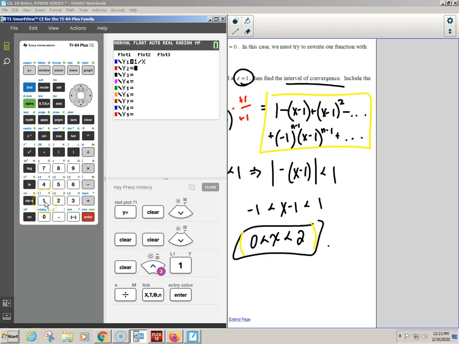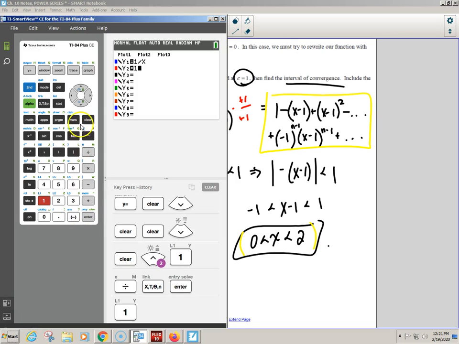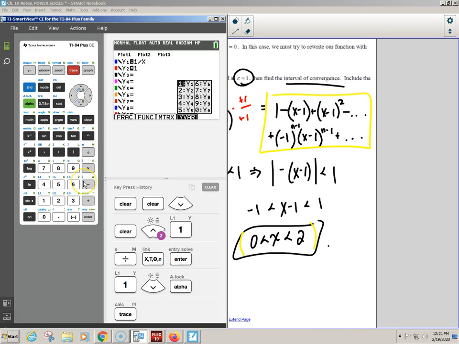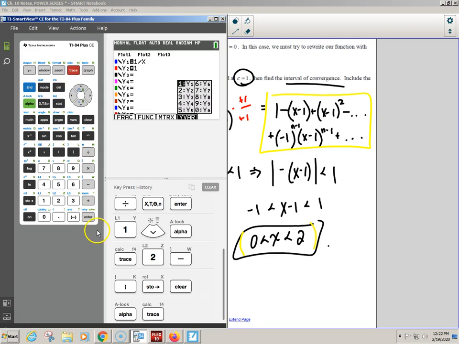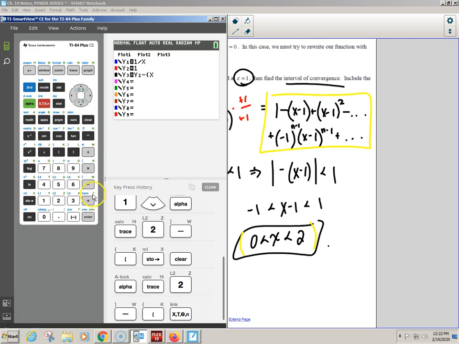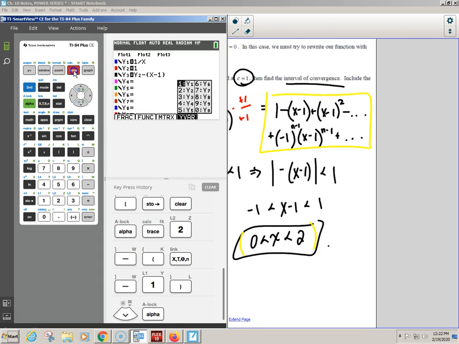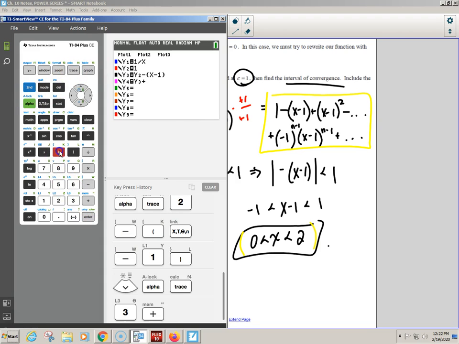But if I start putting in my, well, 1, that's not that great, but then I could do my, I don't remember what my calculator or my computer does or doesn't do. Nope, it doesn't like that. Sometimes I wish I could just type it. It'd be so much nicer. Minus x minus 1. And then I could do my plus x minus 1 squared.